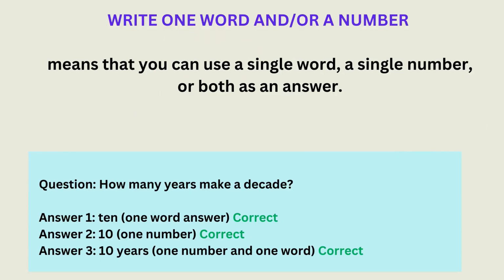answer. Now, talking about the instruction, write one word and or a number. This is the instruction where students tend to get confused the most. This instruction means that you can use a single word, a single number, or both as an answer. For example, if you are given the question, how many years make a decade? Now, if you write TEN in alphabets, this will be marked correct because it is a one word answer. If you write 10, that is one number, this is also correct. If you write 10 and years in alphabets, this will also be correct because the instruction says that you can write one word or a number.